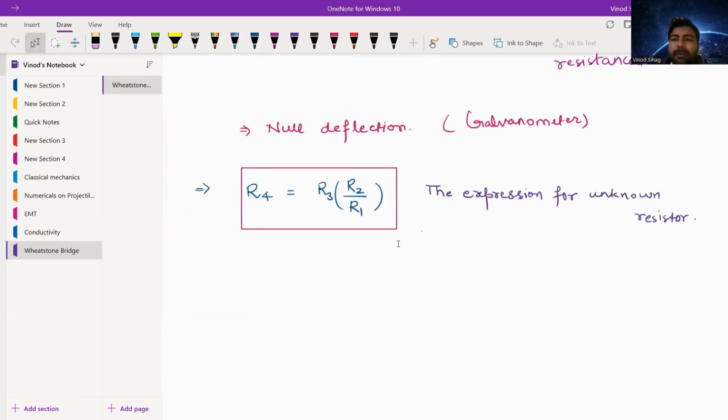We will be able to find out the value of an unknown resistor. And there are huge applications of the Wheatstone bridge. We have a couple of experiments in our laboratory also that are based on the Wheatstone bridge.